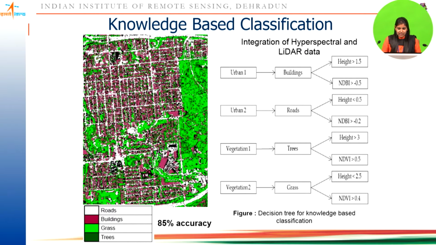In knowledge-based classification, we have divided into roads, buildings, grass and trees, and when we did the accuracy assessment, the achieved accuracy was 85%. On the right hand side, in the decision tree for knowledge-based classification, we can see that for buildings, roads, trees and grass, certain rules were made. For buildings, if the height is more than 1.5 meters and the NDBI is greater than -0.5, then it can be classified into buildings. Similarly, for all the other classes, the rules were made and hence the classification was performed, giving a better accuracy than the SAM classification.